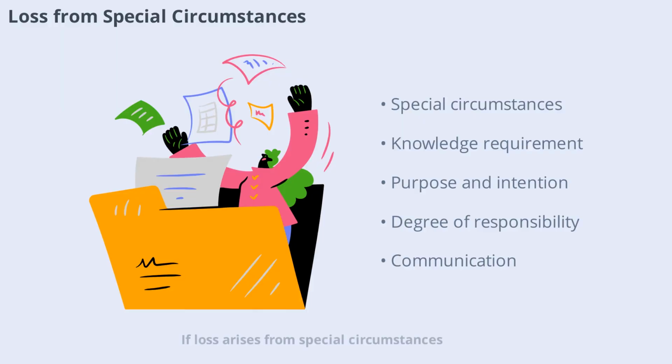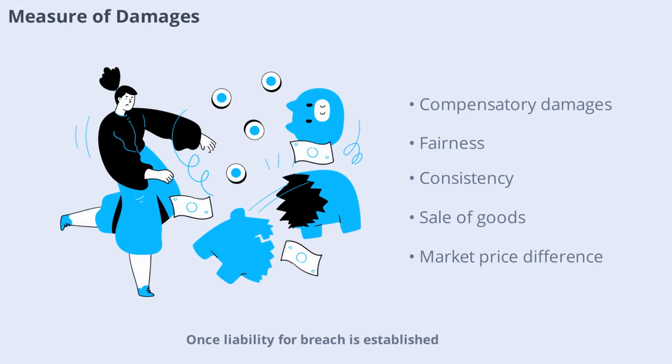If loss arises from special circumstances not communicated at the time of contract, the breaching party is not liable. Liability depends on the knowledge and acceptance of the purpose and intention behind the contract. The degree of knowledge possessed by the defendant influences their responsibility for special losses. Once liability for breach is established, the next step is assessing the measure of damages.